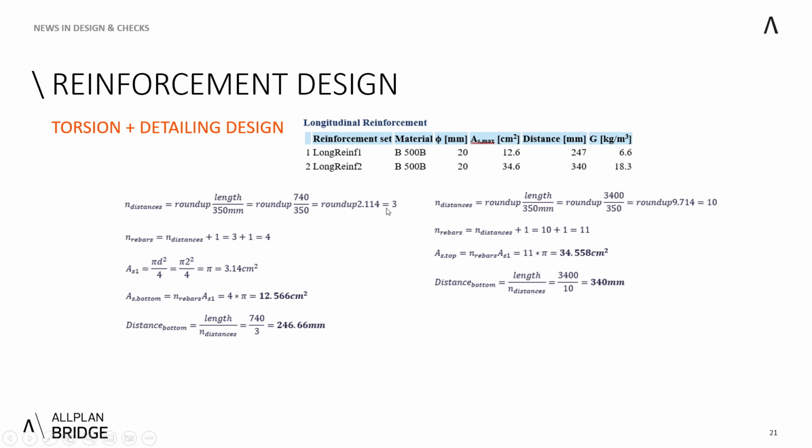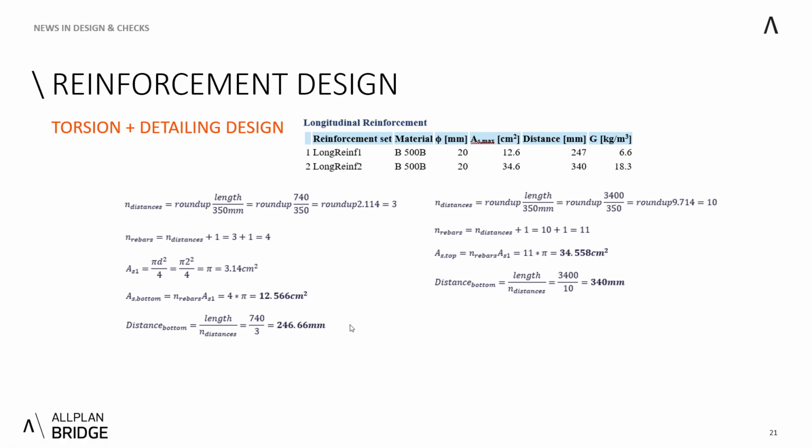The number of rebars is the number of distances plus 1. Therefore, we end up with 4 rebars. And by multiplying by the area of one rebar, we get the actual area needed for the bottom reinforcement set. And just by recalculating the distances to the length, we get 247 millimeters. I explained why it's not 350, it's due to this rounding reason. And if you see the result in the report, it's 12.6 and 247 millimeters are explained here.